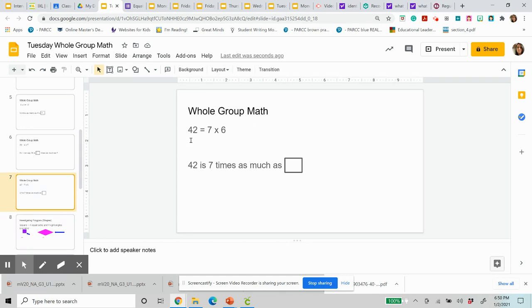Okay, right, so hopefully you put 42. All right, and let's look at this sentence here. 42 is 7 times as much as what? 6, right?